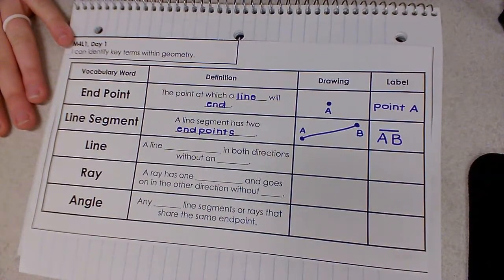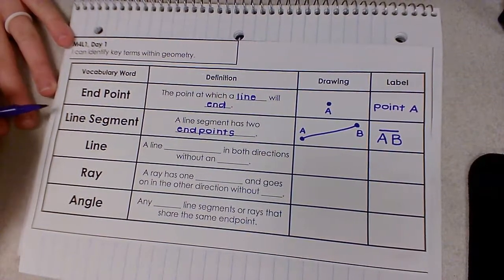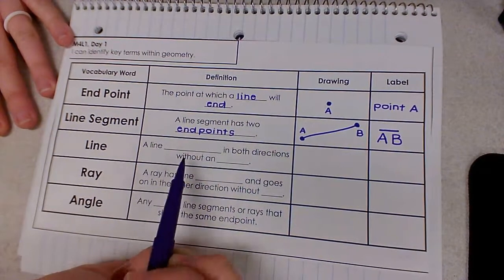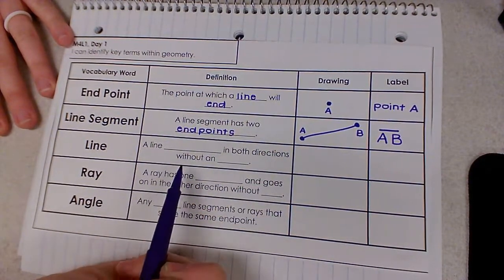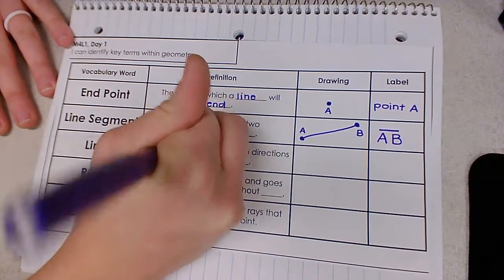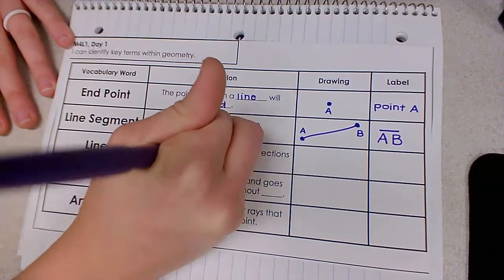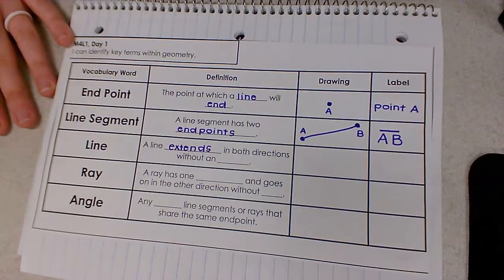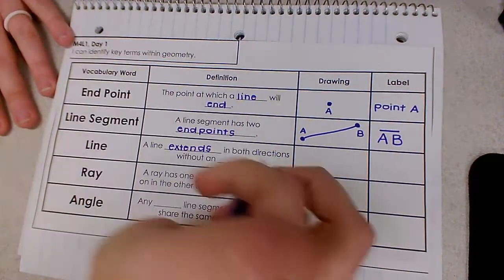So if a line segment ends, how is that different than a line? A line extends in both directions without an end. A line extends, meaning that it stretches in both directions without an end.